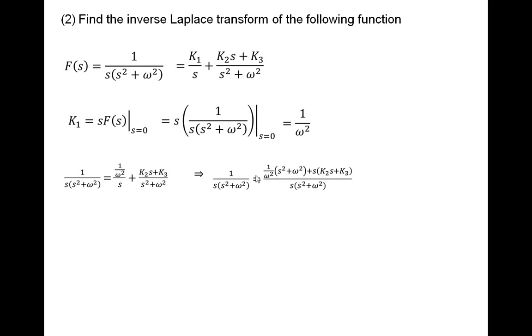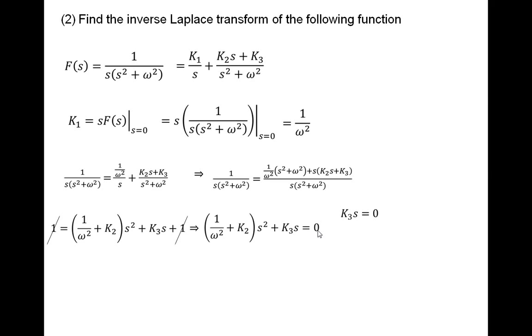By setting both numerators equal, I will have 1 equals 1 over omega squared plus k2 s squared plus k3 s plus 1. Since on both sides I have 1, this 1 will be cancelled out. So the result will be 1 over omega squared plus k2 s squared plus k3 s equal to 0, in order to have the same expression on both sides. So I put k3 equal to 0. Thus k3 will be 0, and putting 1 over omega squared plus k2 multiplied by s squared equal to 0, it means k2 is equal to minus 1 over omega squared.